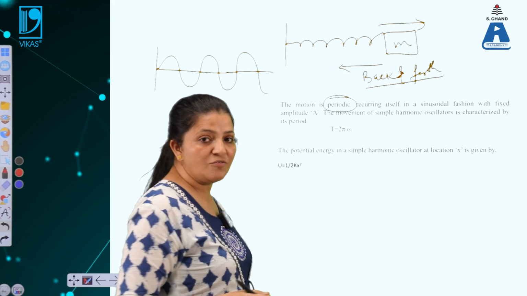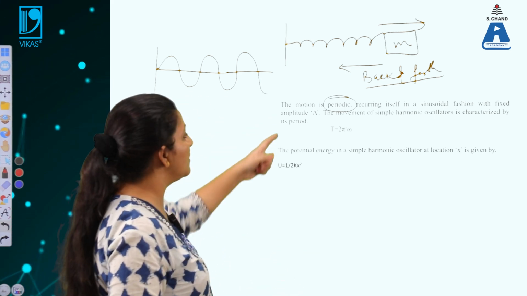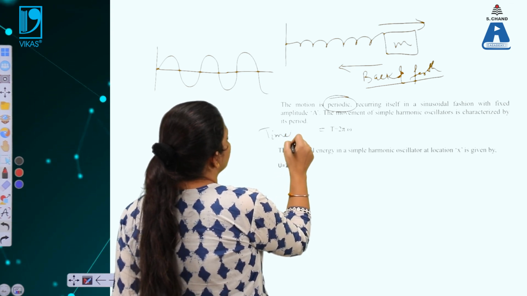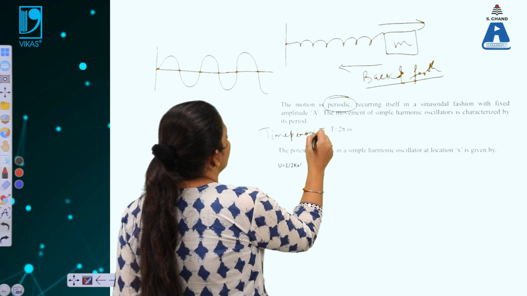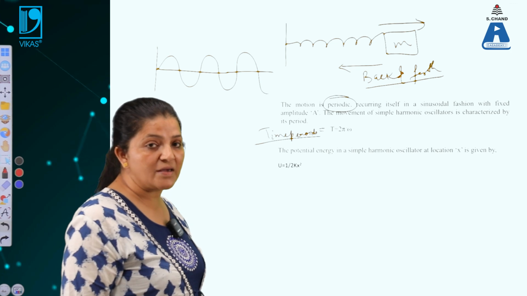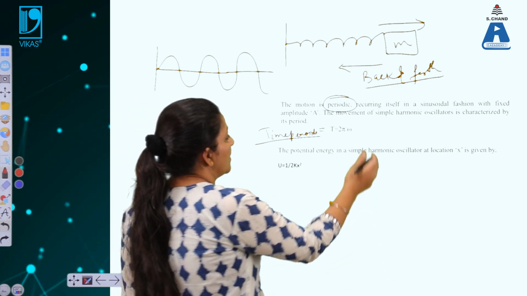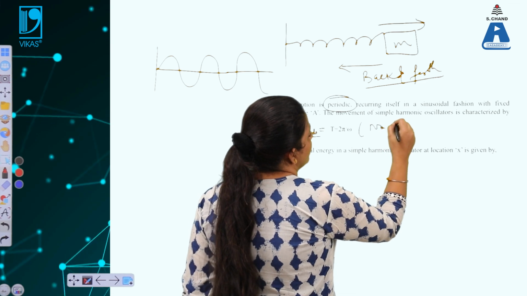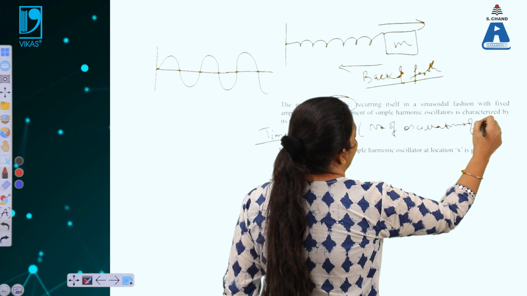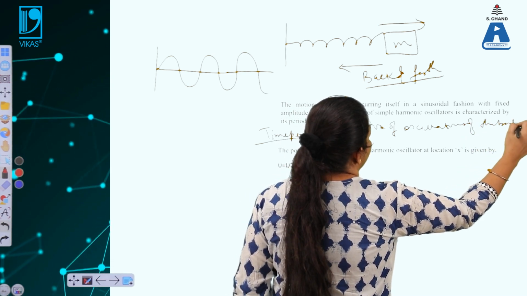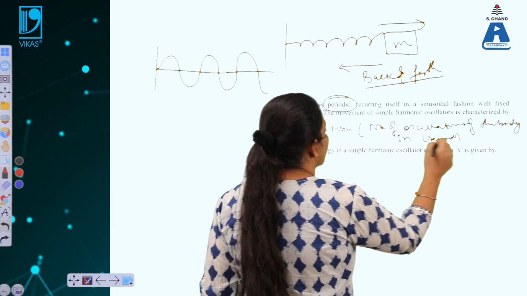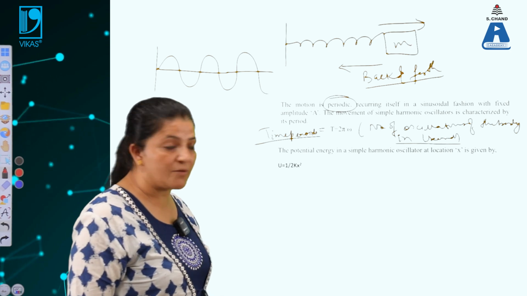Now the time period of these oscillations. What is the meaning of time period over here? Here T is the time period. The time period of these oscillations is defined as the number of oscillations covered by the body in 1 second. That means in 1 second, the total number of oscillations covered by the body.